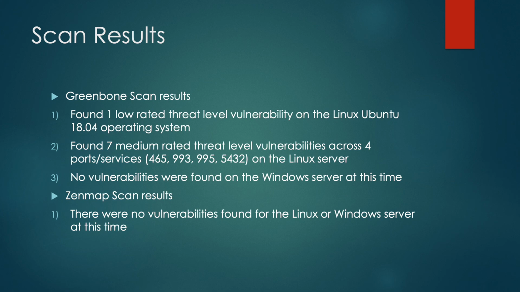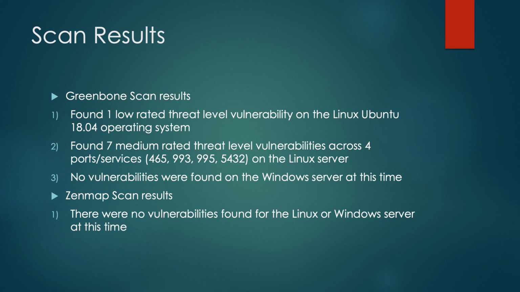So the Greenbone scan results yielded one low-rated threat level vulnerability, and this was on the Linux Ubuntu 18.04 operating system. Secondly, it found 7 medium-rated threat level vulnerabilities across 4 ports/services. The first port is port 465, and the service that answers on this port is Simple Mail Transfer Protocol Secure.